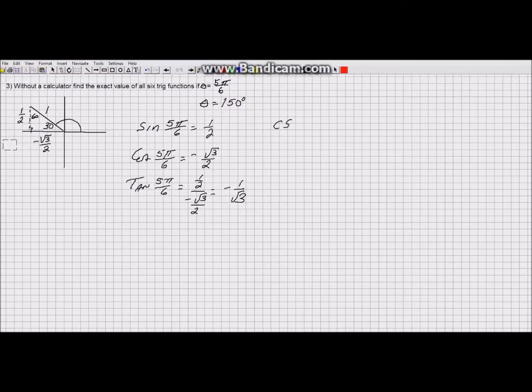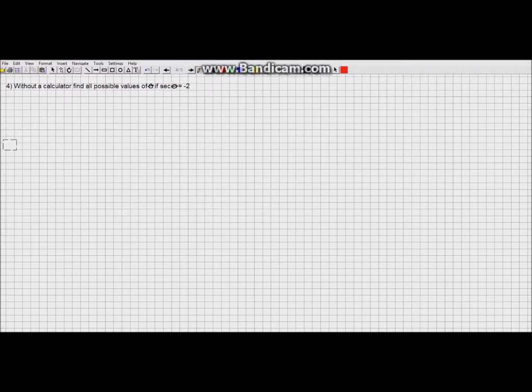Practice trig problems part 2. To finish question 3, I find the reciprocals. Cosecant is 1 over sine, so 1 over 1/2 is 2. Secant of 5 pi over 6 is the reciprocal of cosine, negative 2 over root 3, or I can rationalize it. And cotangent of 5 pi over 6 is the reciprocal of tangent, so negative root 3.